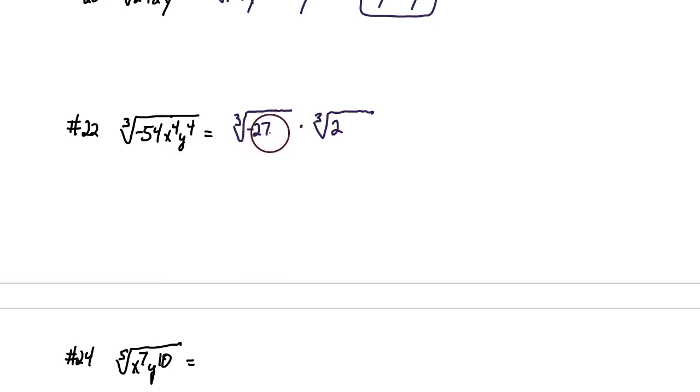So having knowledge of perfect squares, perfect cubes, also 4th power and 5th power terms is very helpful here. If you don't have that knowledge, it makes it really difficult to know what numbers to look for that will work out. Let's also factor the x and the y's as x cubed times an x and as y cubed times a y. So final answer is negative 3xy times the cube root of 2xy.